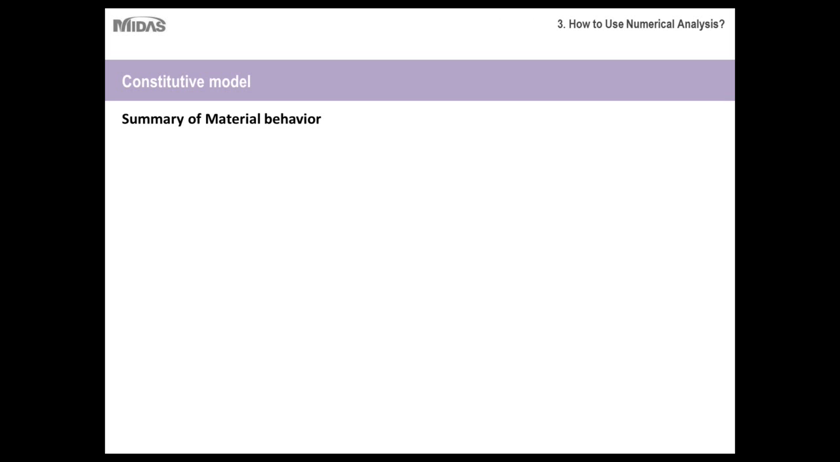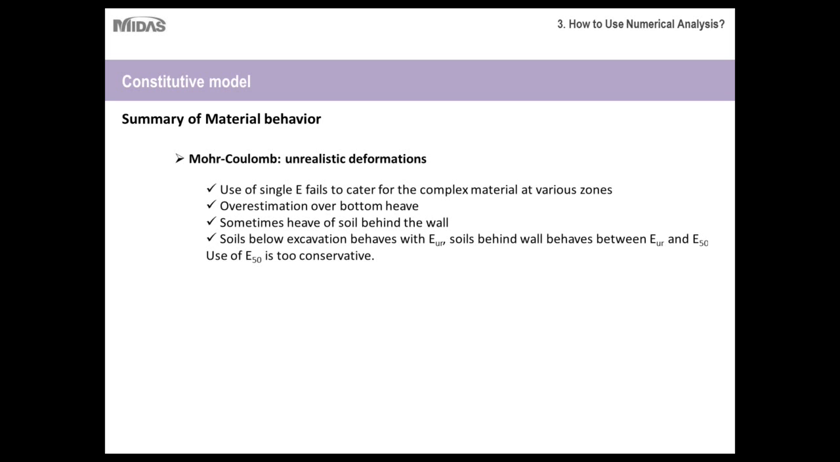So I can imagine that this was a lot of information in a very short time interval. So what I'm trying to do here is summarize the material behavior that we just discussed in bullet points and very precise notes formation. So Mohr-Coulomb gives unrealistic deformations provided you are working with unstable soil strata. Otherwise, you are good to go with Mohr-Coulomb.